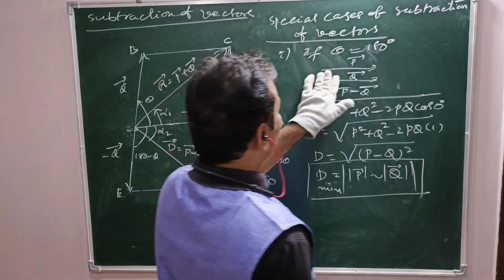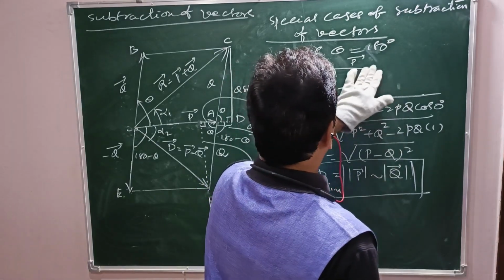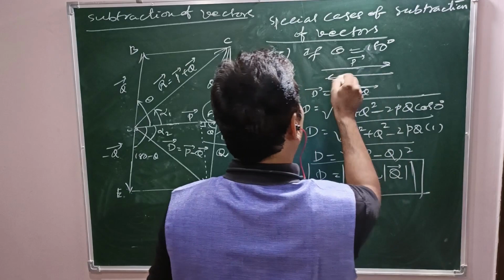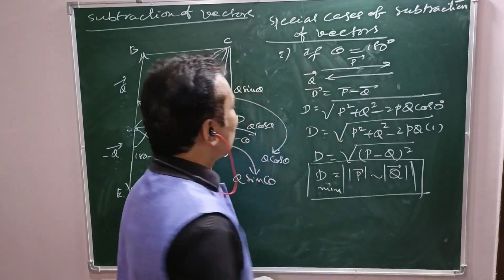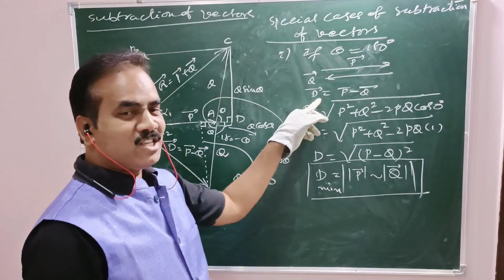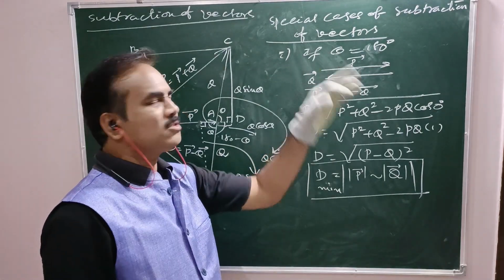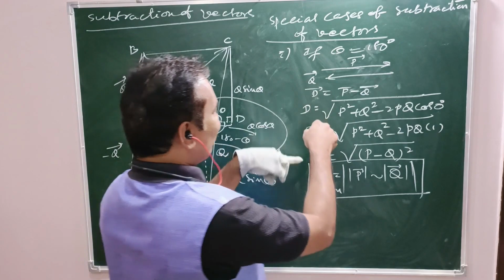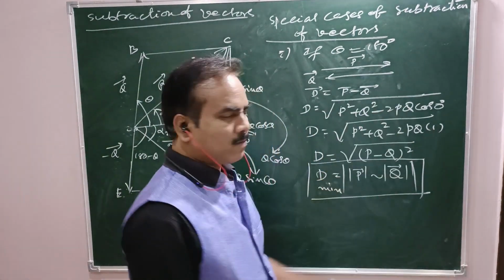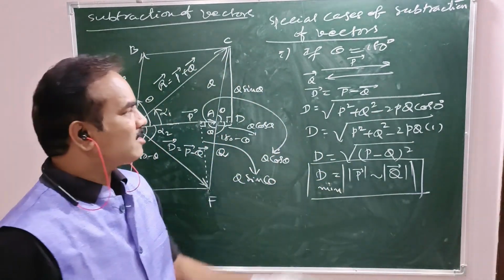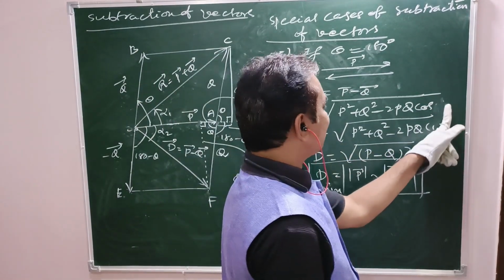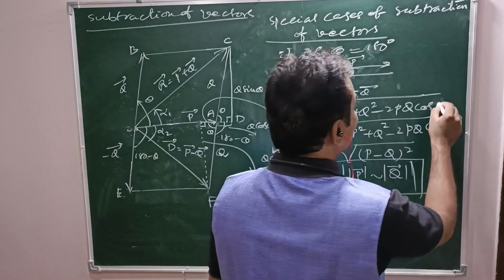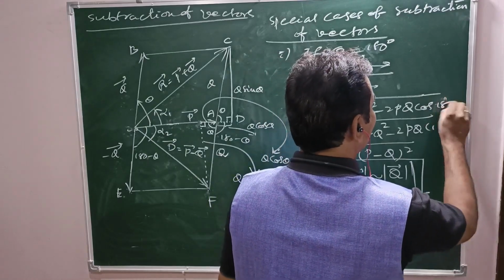180 in the sense p bar is rightwards, q bar is leftwards. Here it is q bar, for example. So d bar, I want to get a difference vector, that is p bar minus q bar. So p bar minus q bar, that is d equal to magnitude of difference equal to root over p square plus q square minus 2pq cos theta. This time what is theta? What is the angle between p bar and q bar? 180 degrees.